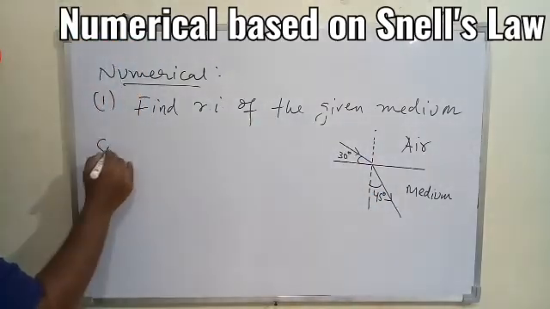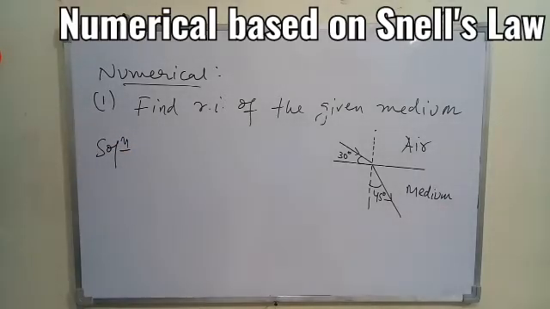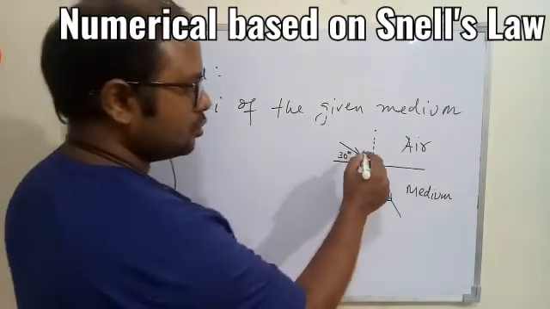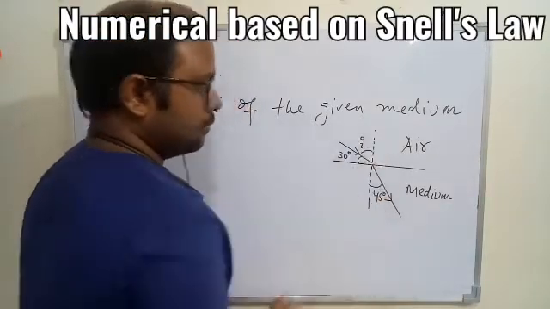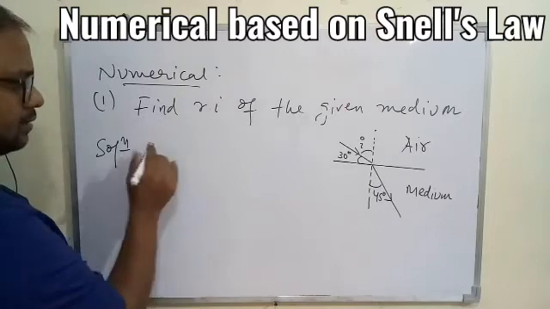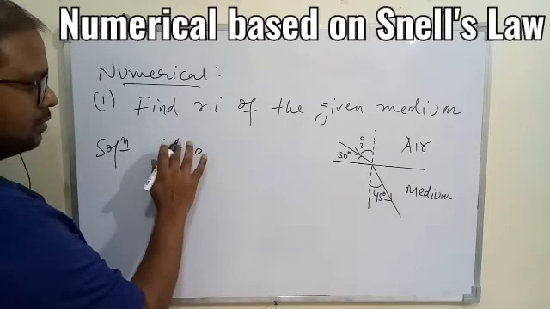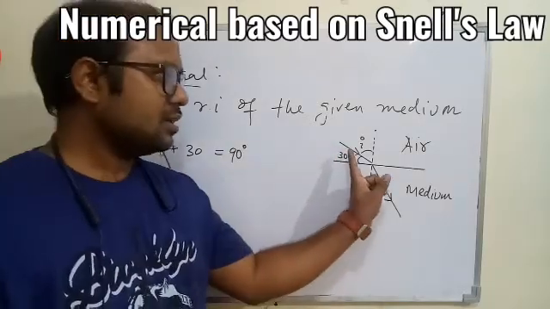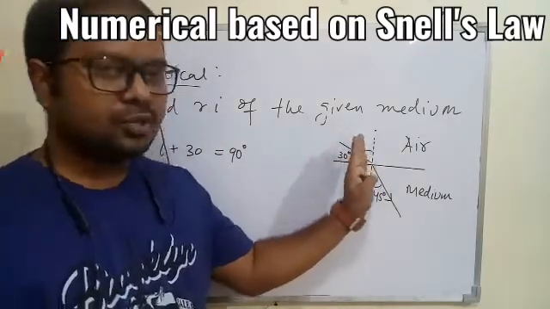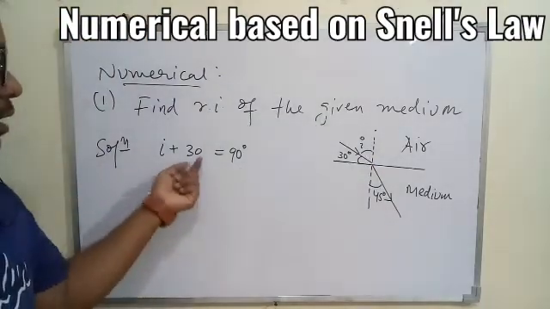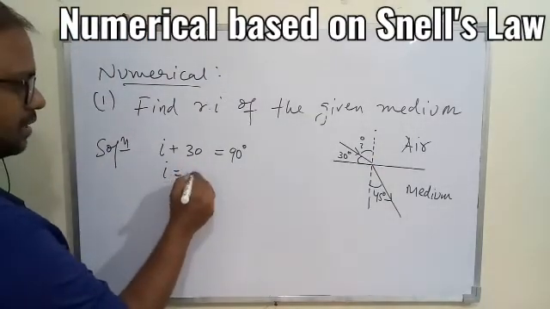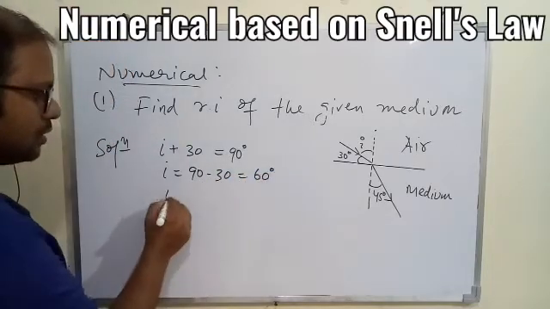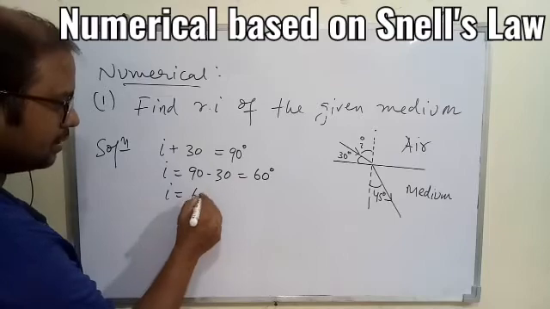So how to do it? Very first, we know we need to find I and R. Here, this is your angle I. So I plus 30 will be how much? 90 degrees. We always remember that the angle of incidence has to be taken from the normal, and from the normal it will come to 90 minus 30, that is 60 degrees. So we got the angle of incidence as 60 degrees.